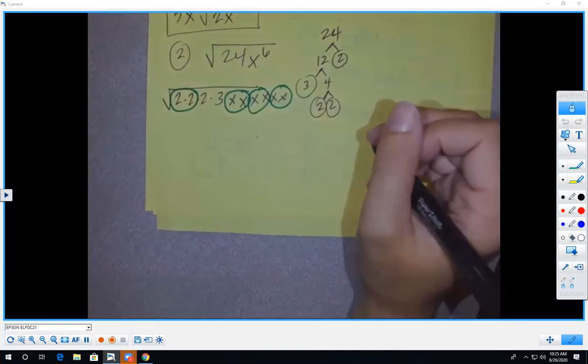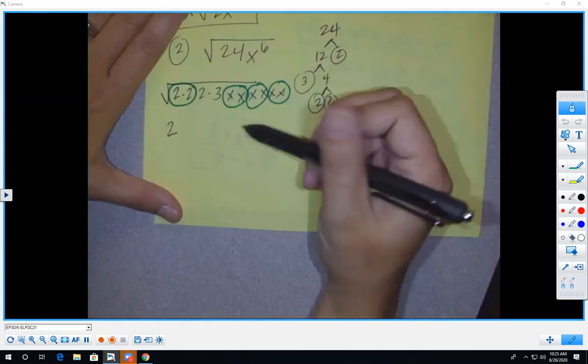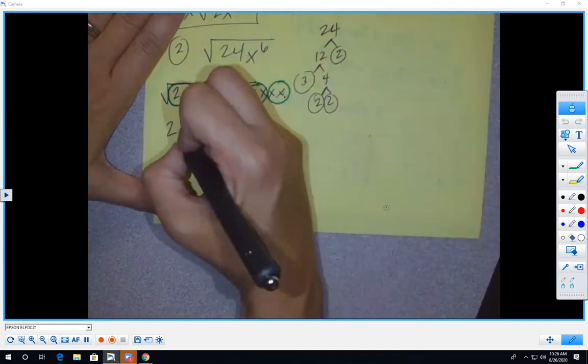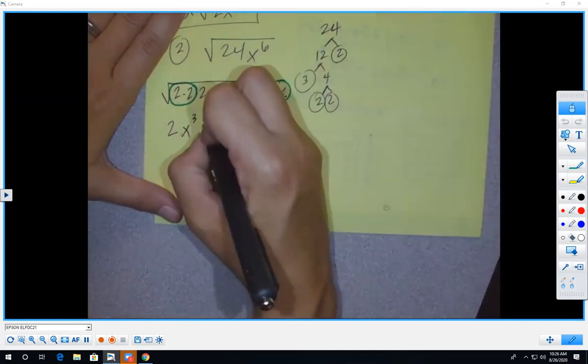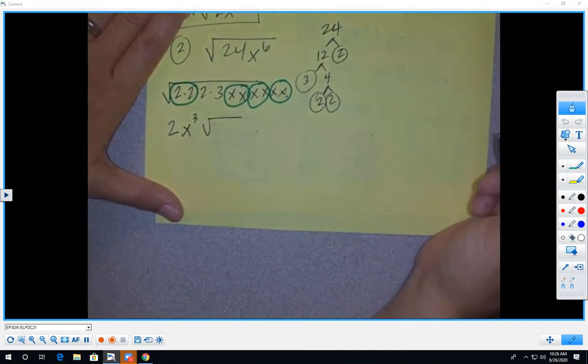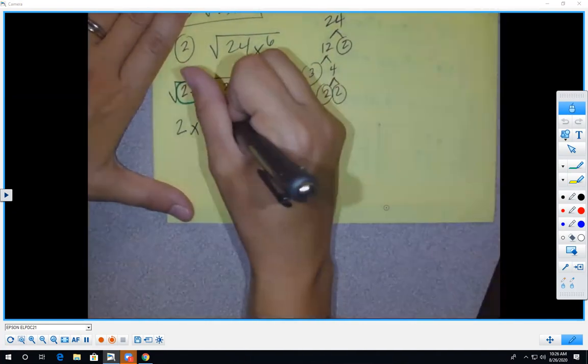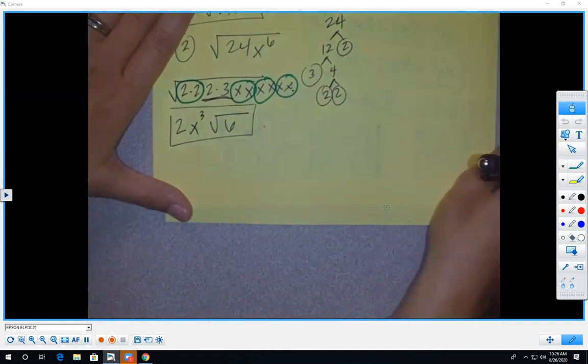So on the outside, it's going to be 2 times x times x times x. What would that be? 2x cubed. On the inside, what's left over? 2 times 3, and what is 2 times 3? 6. And that's my answer. Questions about that?